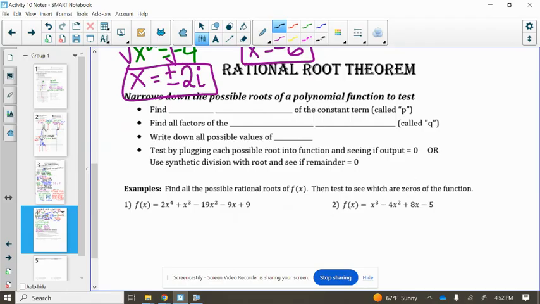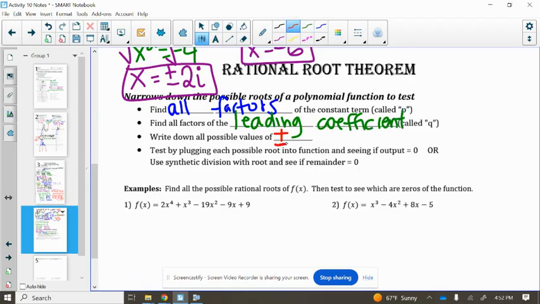So again, we start this process by looking at all the factors of our constant term, and we call those the p's, and then all the factors of the leading coefficient, and we call those the q's. And then we take the values, positive and negative, of all of the p's divided by q. This is what we test.